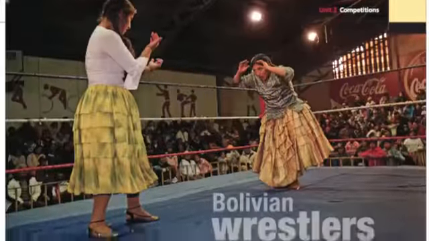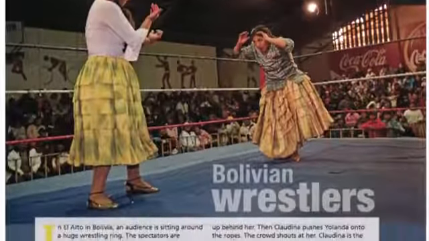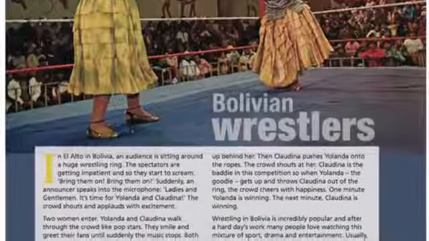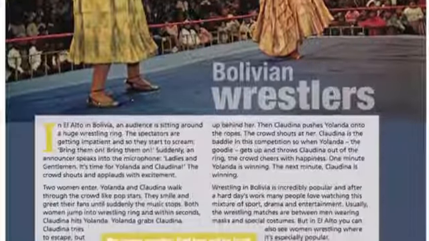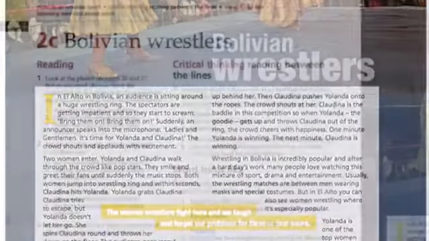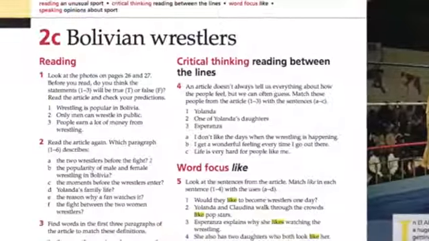If we just have a look at one from the pre-intermediate version. It's this wonderful article about women wrestlers in Bolivia. And the critical thinking exercise is inference. And at a higher level, you might simply ask a straightforward question and ask the students, what do you think the writer is implying by this?